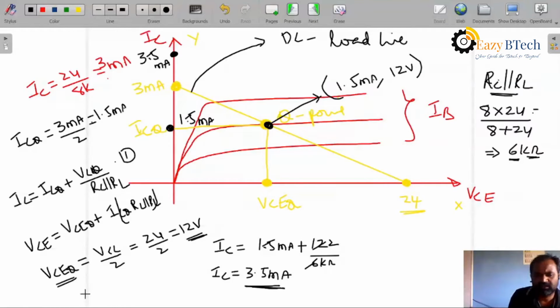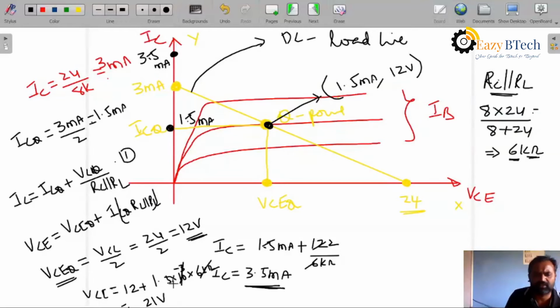And we get VCE is equal to VCEQ, VCEQ is 12, plus ICQ, ICQ is 1.5 into 10 power minus 3, into RC parallel to RL, that is 6 kilo ohm. This kilo and this will get cancelled. Now by substituting this value, you will get 21 volts.